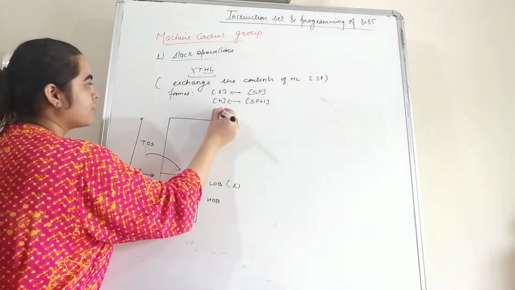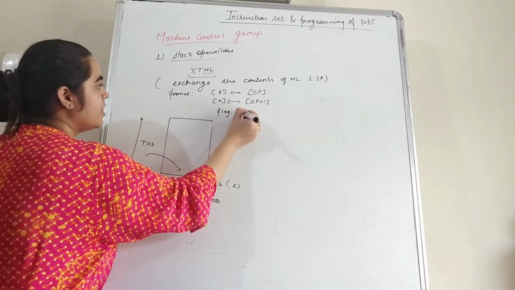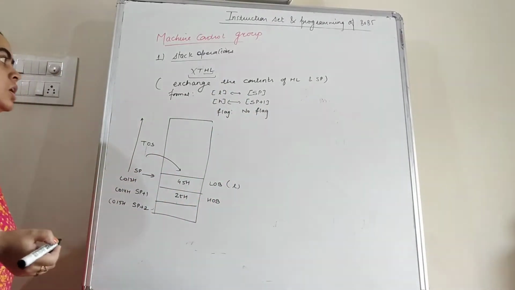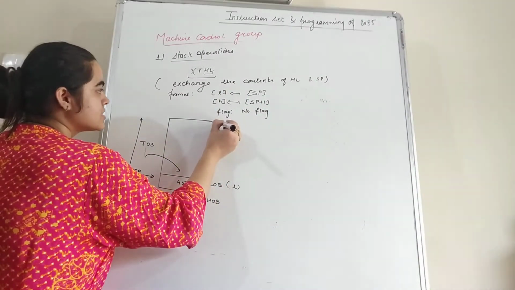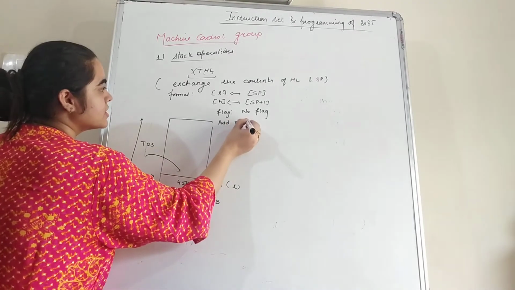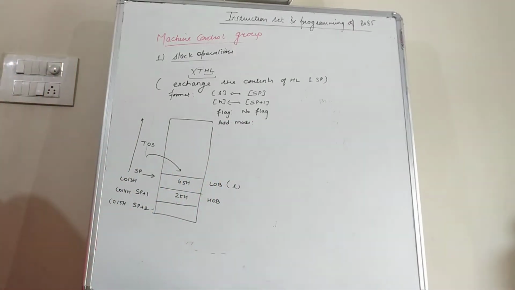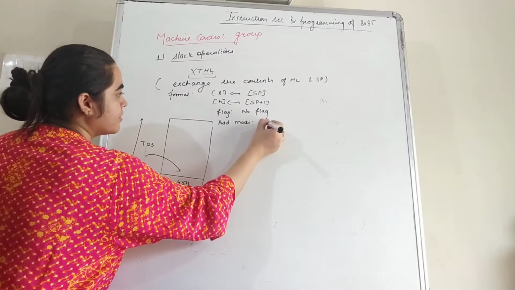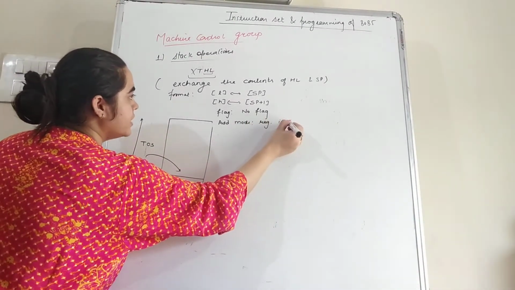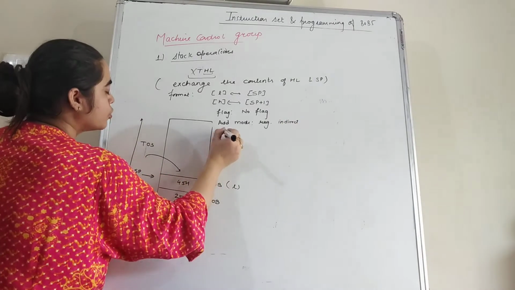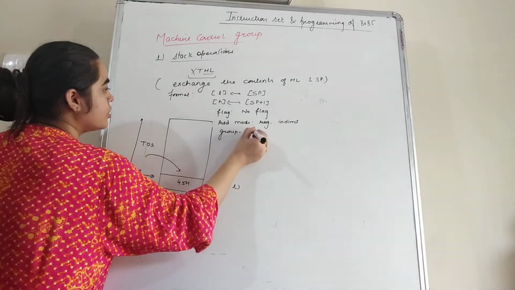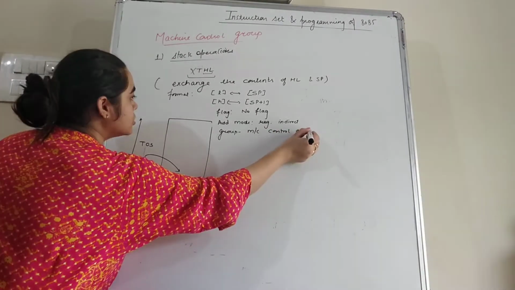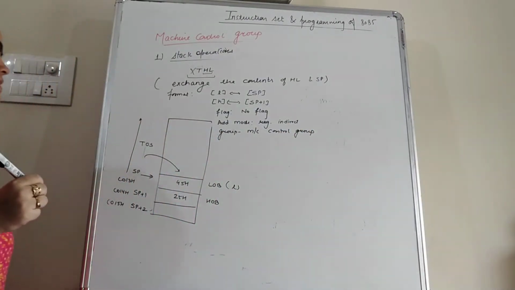Next one is the flags. No flags will be affected by this instruction because we are just exchanging the contents. Next one is the addressing mode. The addressing mode is register indirect addressing mode. The group is the machine control group, that is, the stack operations. Now students, after this we can see the example.